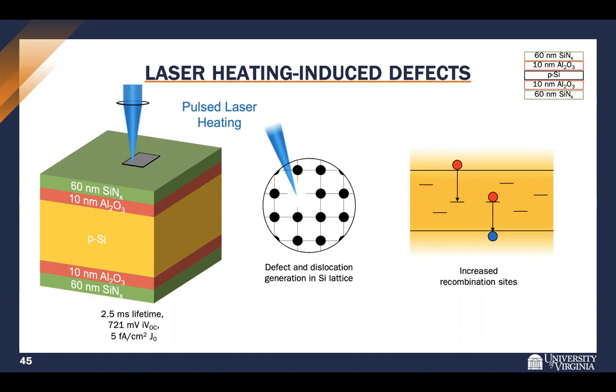millivolt iVOC. You can then take the laser and process a small percentage area of the device at increasing laser fluences and see if this leads to any defect or dislocation generation in the silicon lattice. These defects will cause increased recombination sites within the bandgap, which will hurt your device performance.